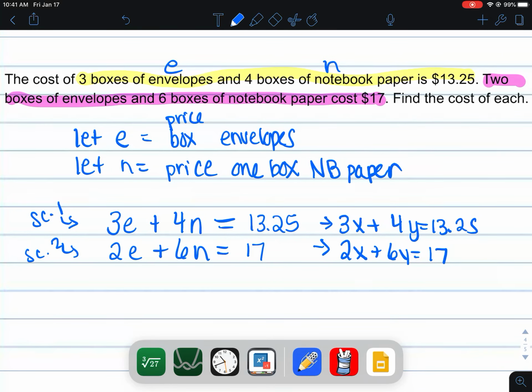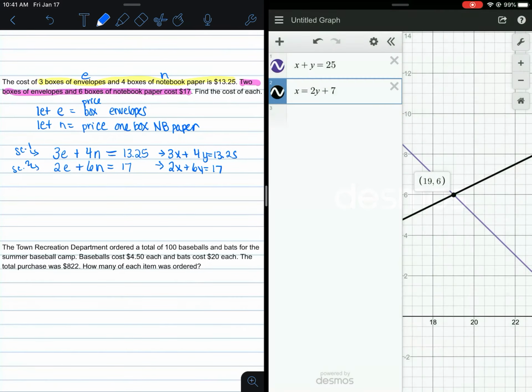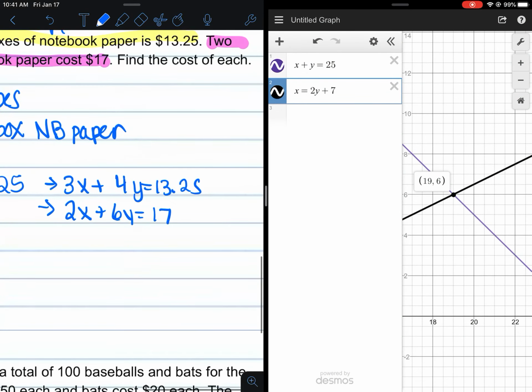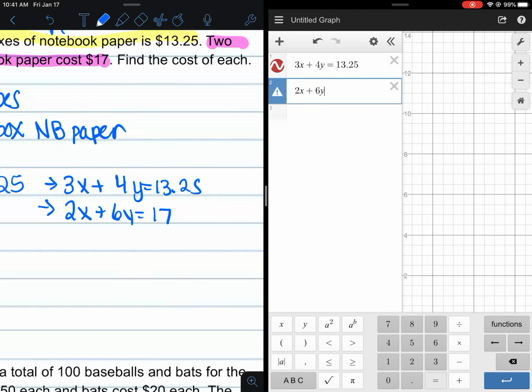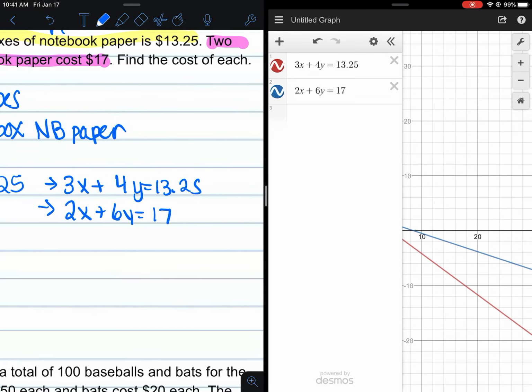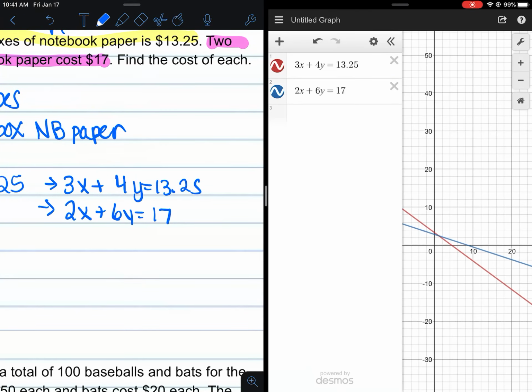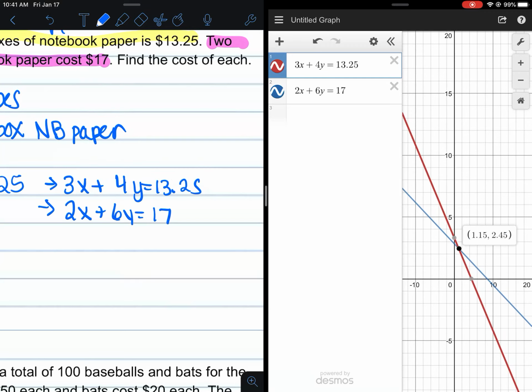And then when we go to graph it, there we go. So 3X plus 4Y equals 13.25. And remember, our goal is we're trying to figure out the cost of each one of the boxes. Plus 6Y equals 17. Okay, and so you might have to kind of zoom out. And I'm zooming back in. We don't want to zoom in too much.